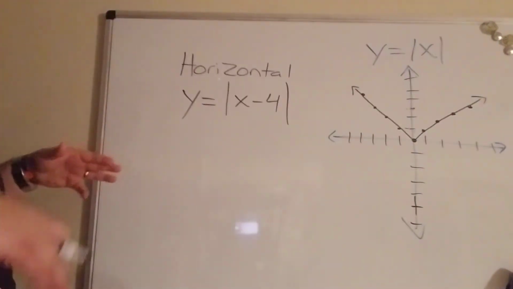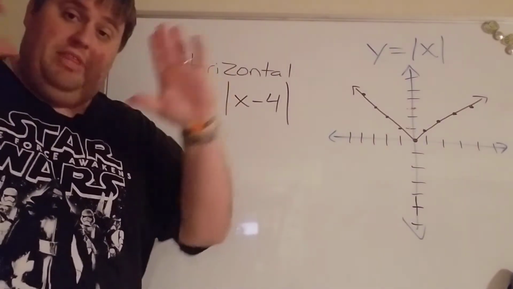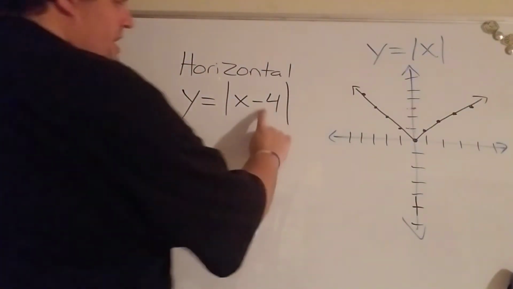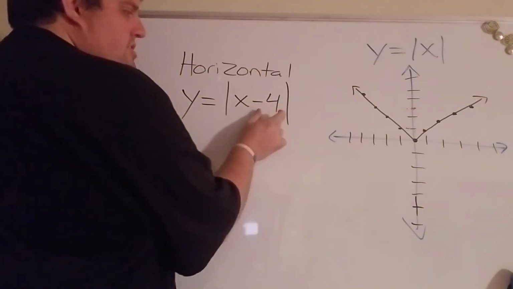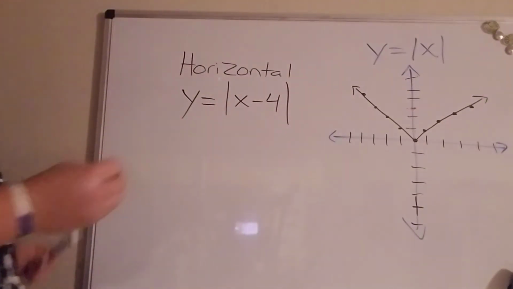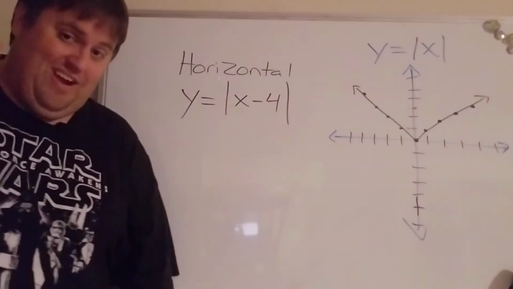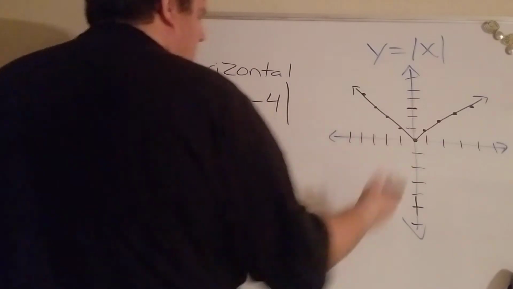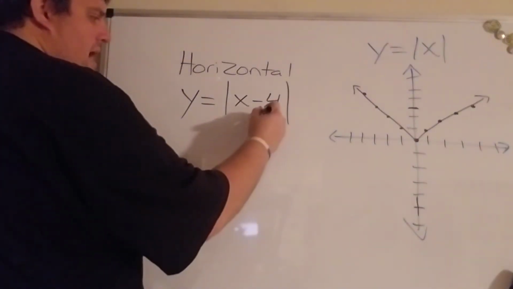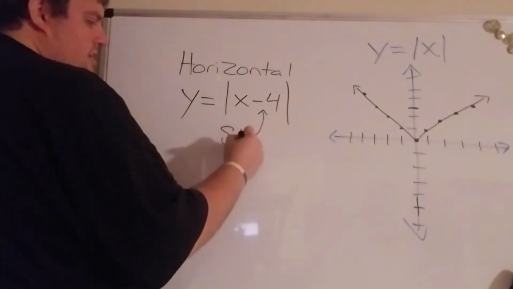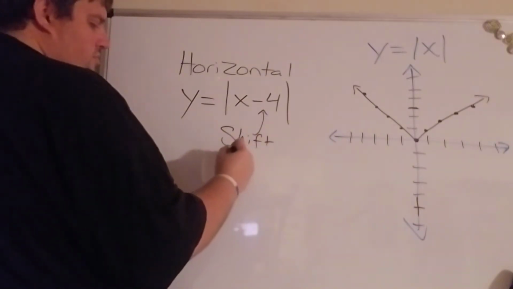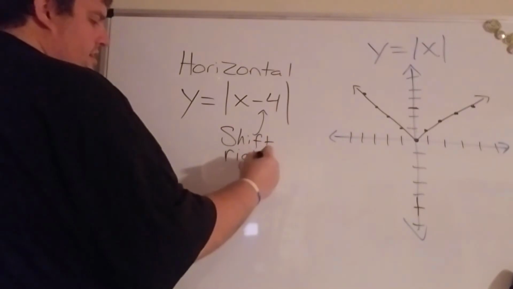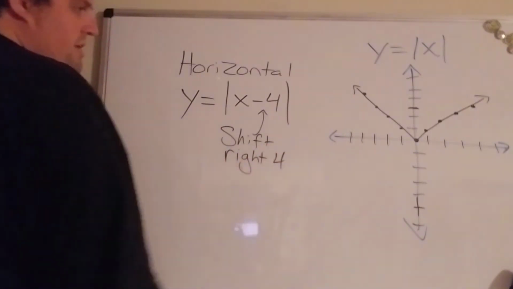Remember, it was inside the parentheses before? The absolute values are just like parentheses, so this one is going to work the exact same way it did before. Remember, the inside showed you the opposite sign. That's tricky. It's the opposite sign of the shift. So if I see a -4 on the inside, that's going to be a shift right 4 units.